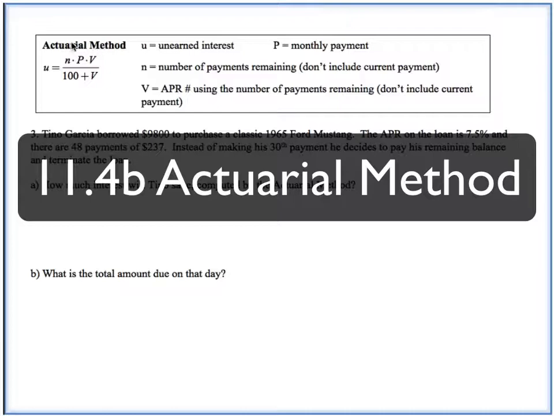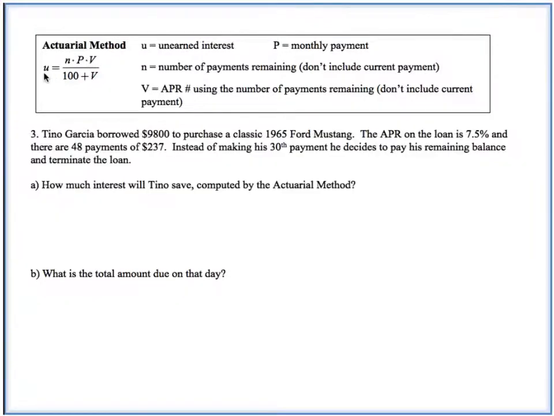All right, next we're going to talk about paying off an installment loan early using the actuarial method. Here's our formula for this one. The unearned interest equals N times P times V over 100 plus V. Well, what are these things?